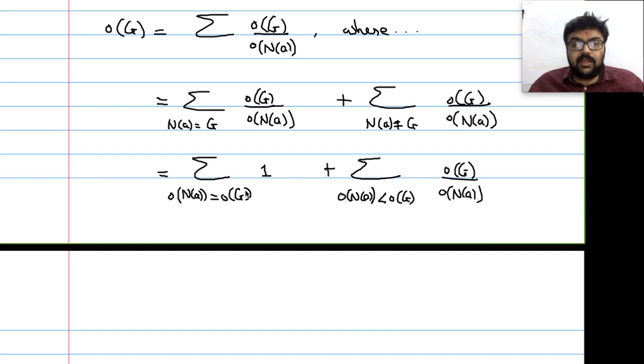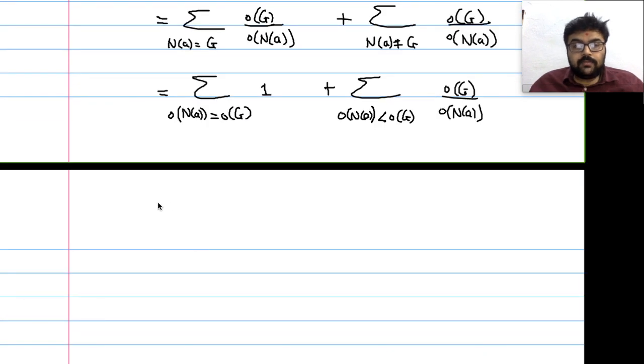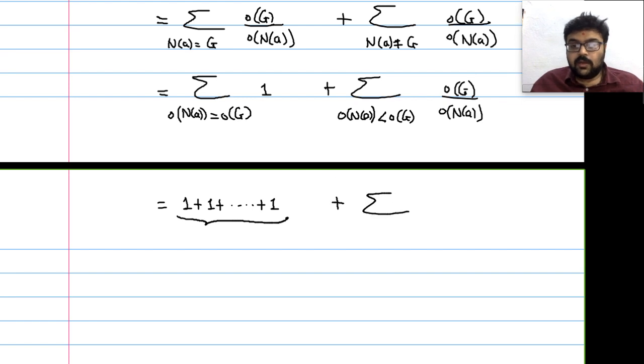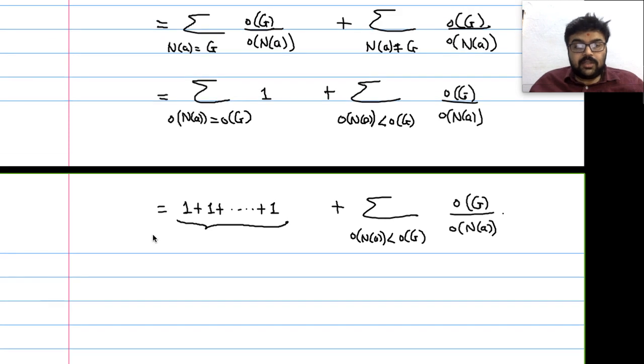So how many times will this be? Summation 1, 1, 1, 1, how many times will it appear? So there will be 1 plus 1 plus 1 and so on, plus 1, so many terms will be there, and then this part as it is, summation where order of N(A) is strictly less than order of G, so this will be an integer other than 1. Right, how many times? As many times as order of N(A) equals order of G.